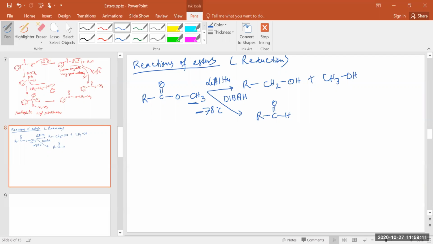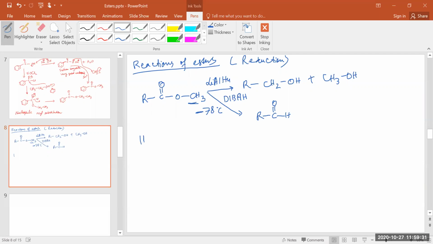Most of the time we don't bother about the temperature of the reaction, but for DIBAL-H it is very critical. Okay, so this is the reduction reaction. So just one important reduction reaction.